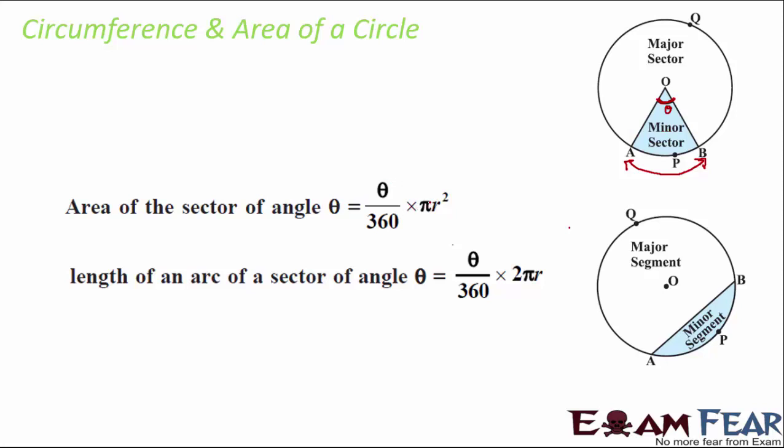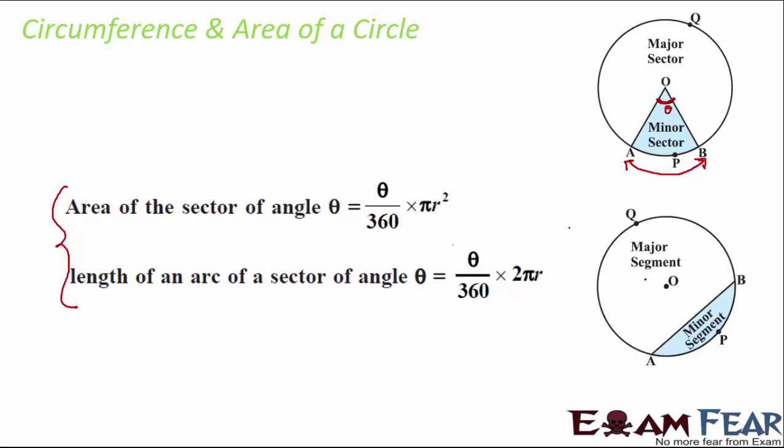Therefore we multiply it by pi r square. So this is how we calculate the area of a sector. Now we also talk about a segment in a circle. A segment is formed by a chord and an arc. So again, there are 2 segments, minor and major.